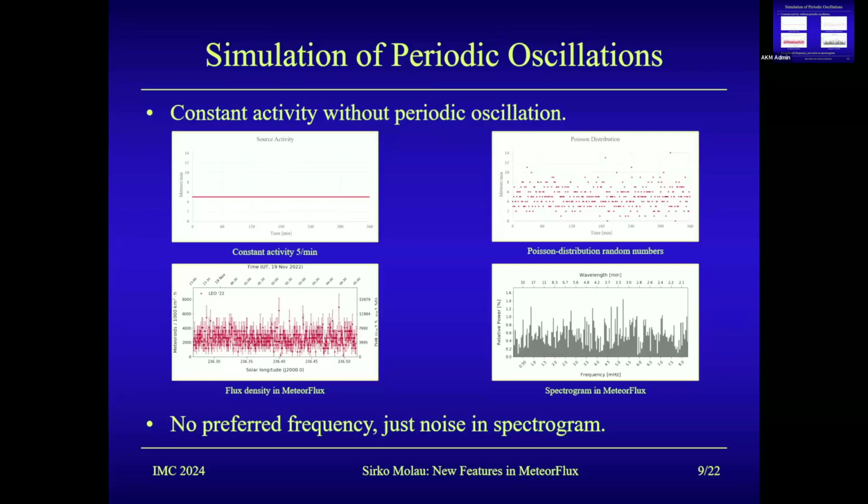Then I simply load this into MeteorFlux. So this is a flux density graph that I would see in MeteorFlux. And then I calculate the spectrum, which is a function of MeteorFlux. And you see, okay, as expected, just random. There's no peak in the frequency signal because there was just a constant input. So this is what we see here. There's no preferred frequency.